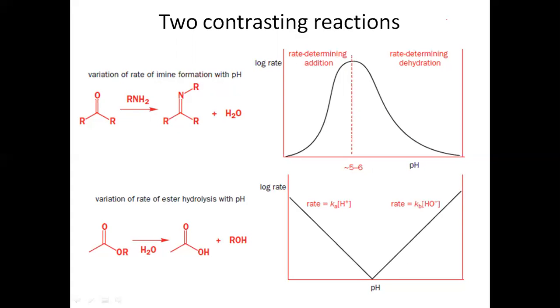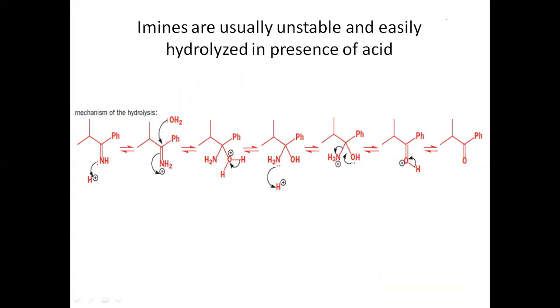You need not go into the detail, but this is just for you to show the beauty of the reaction first. The next point is imines, which contain C double bond N, and which we obtain by reaction of aldehydes and ketones with ammonia and ammonia derivatives. They are usually unstable and are easily hydrolyzed in the presence of acid.